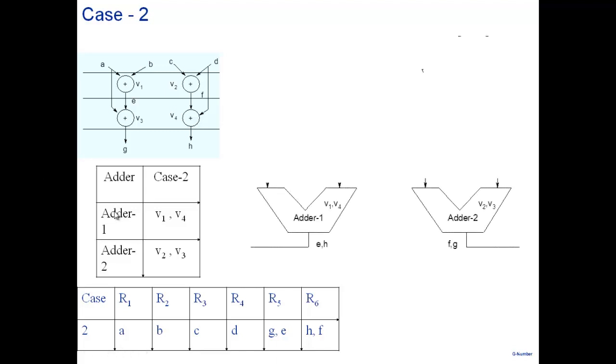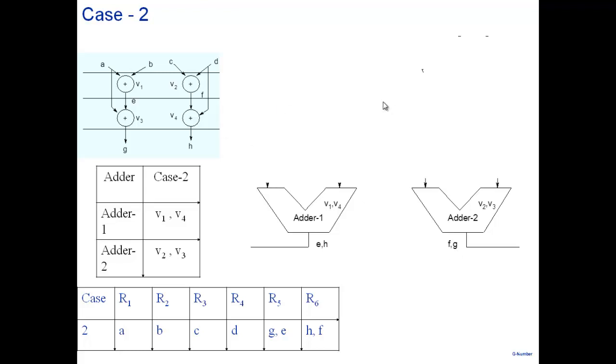Let me draw the two adders. Adder 1, adder 2. I'm adding V1 and V4 here and V2 and V3 here. The outputs of this are going to be E and H. So I've written here E and H and F and G here. The two adders are here.